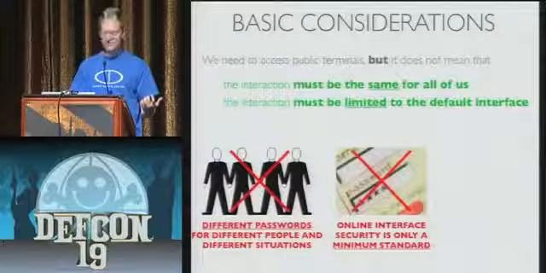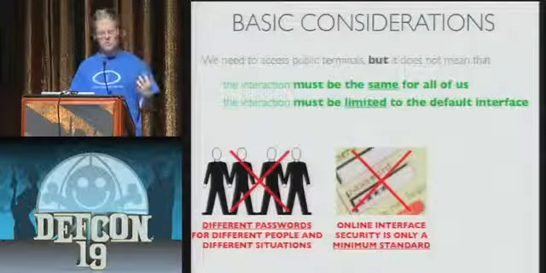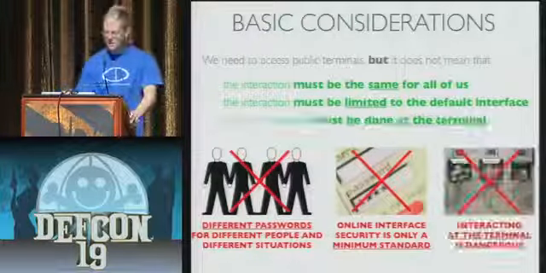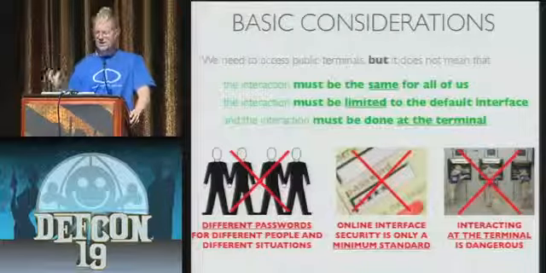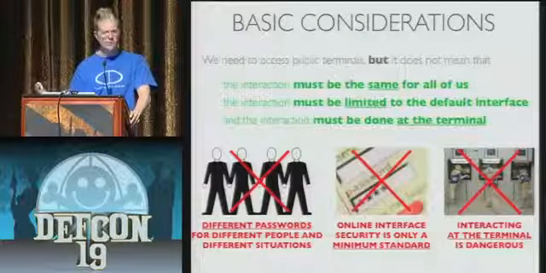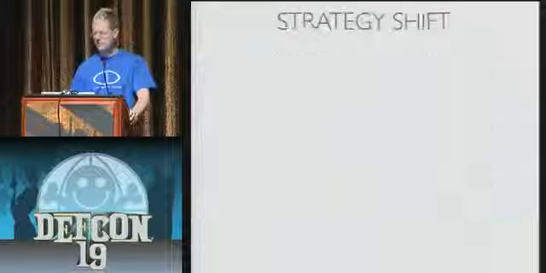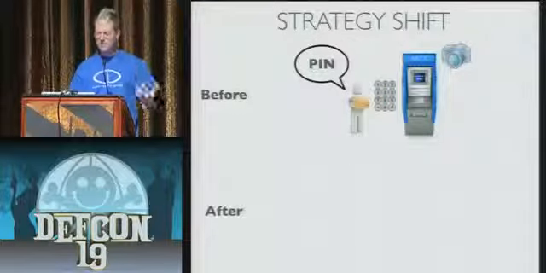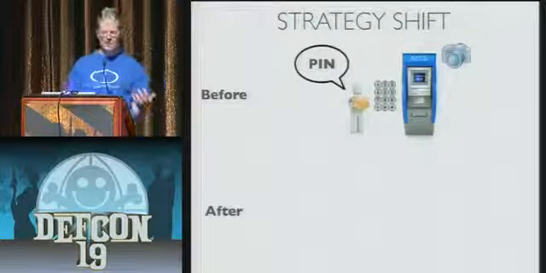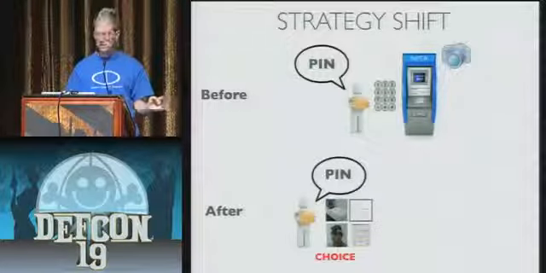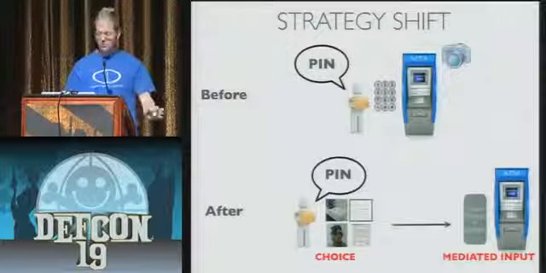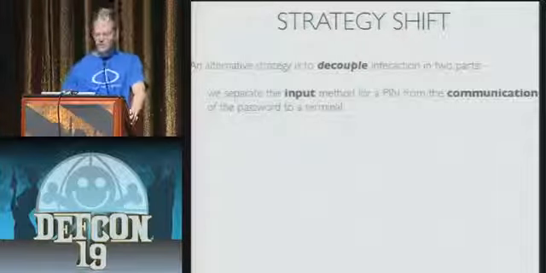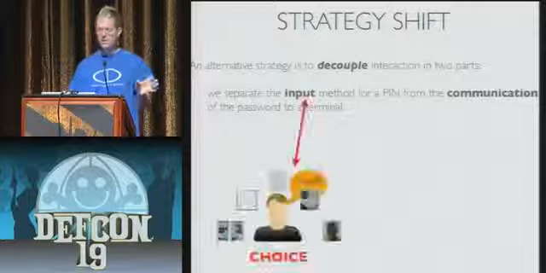It doesn't mean we have to use the interface we're given. So we want to give users the power to improve their own interface security, not just be dependent on whatever the organization offers. And we want to revisit the assumption that all interaction has to happen at the terminal. Even if it's a physical terminal that you've got to use, all of that interaction doesn't have to happen there. So we want to move from a mode where everything is done one way at the terminal subject to observation and replace it with a way that things can be done lots of different ways. The input is mediated at the terminal in an observation-resistant fashion. So, in other words, to decouple the interaction, to separate the input method from the communication to the terminal.